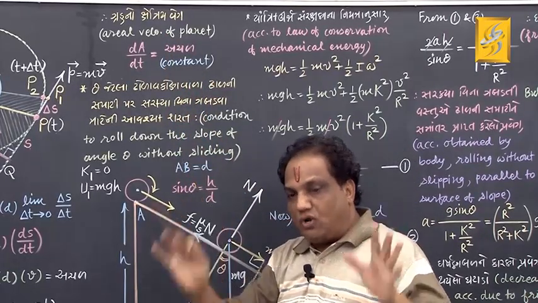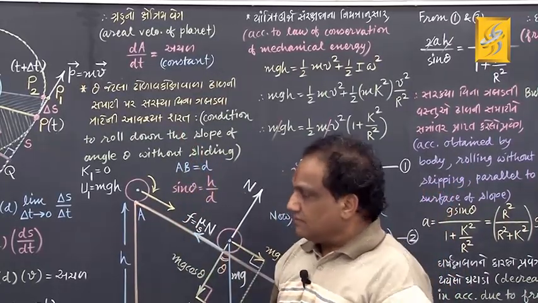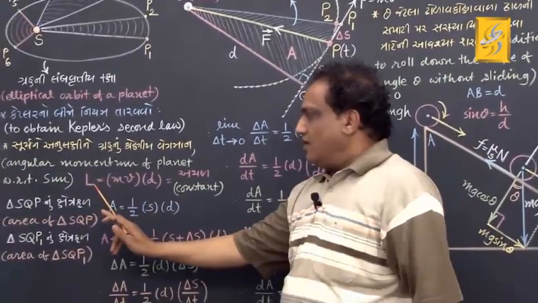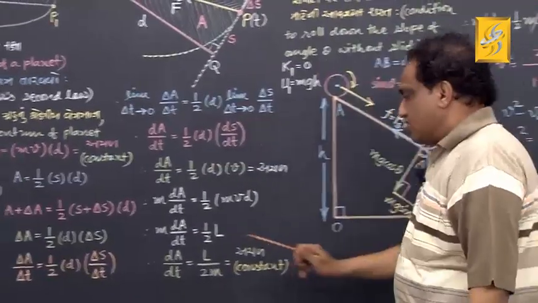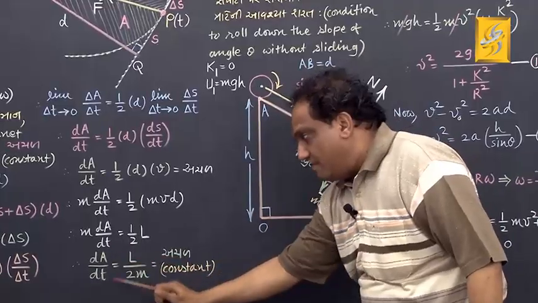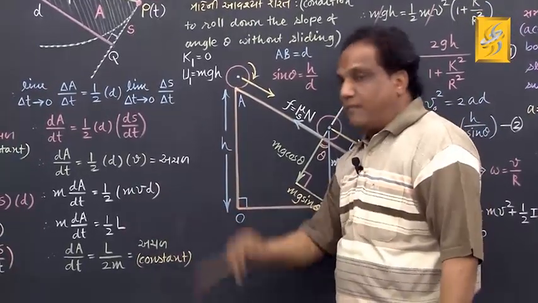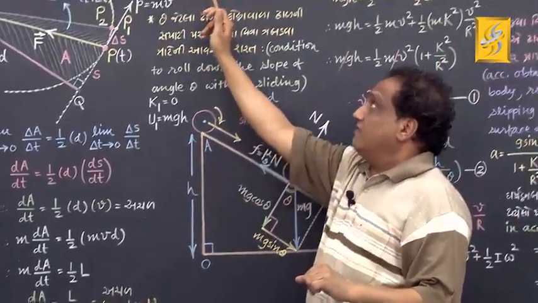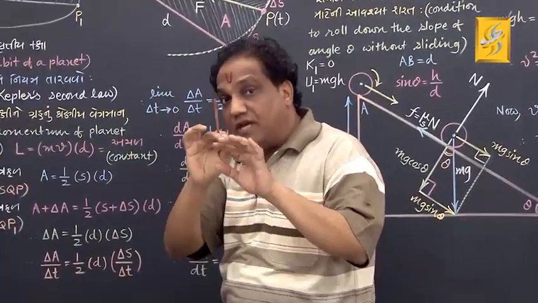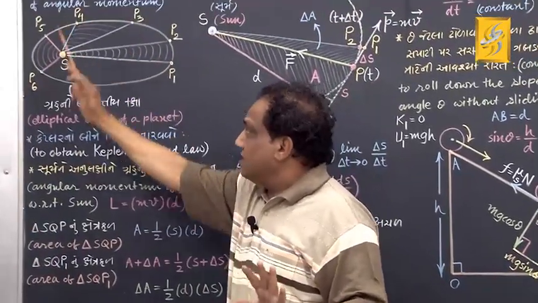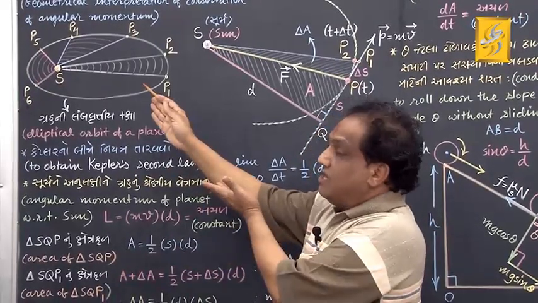This very statement is called Kepler's second law on planetary motion, correct? When you say that angular momentum is constant, meaning thereby angular momentum is conserved, because L is constant, then only you could write dA by dt is constant. So you are using the law of conservation of angular momentum, and ultimately you are getting aerial velocity constant, meaning thereby area swept in unit time remains the same. Might be here, might be here, everywhere the area swept in unit time remains the same, and the same fact you are showing here in the figure.